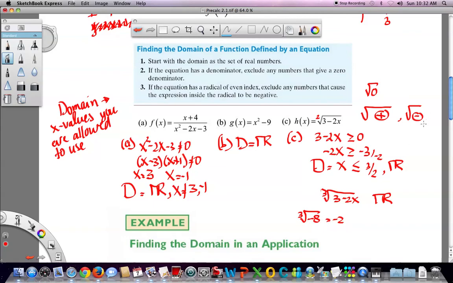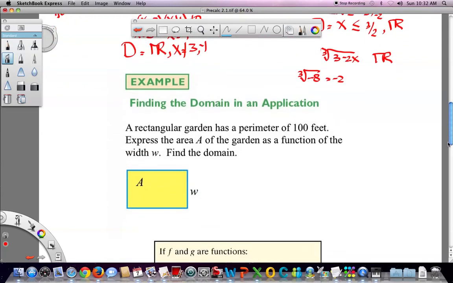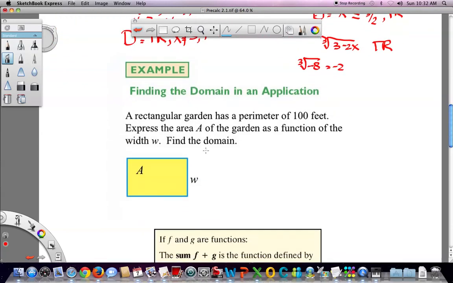So don't just automatically assume, hey, square root sign or radical sign, I have an exclusion in my domains. Okay, here is the domain in terms of an application. A rectangular garden has a perimeter of 100 feet. Express the area of the garden as a function of the width and find the domain.